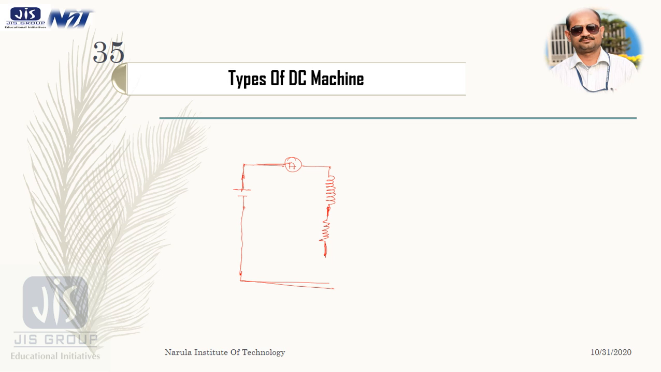with variable resistance. This is my RF, this is my RSH, and this is my VF or EF or V, whatever you can write it down, and the current flowing is IF through it, and the two terminals we can write down as Z. Okay.